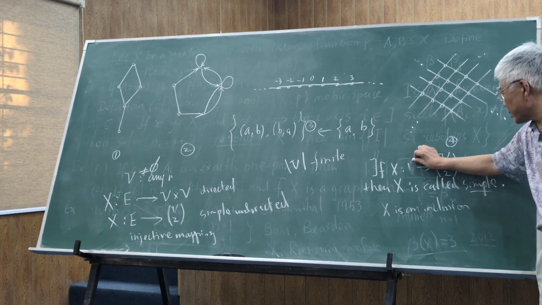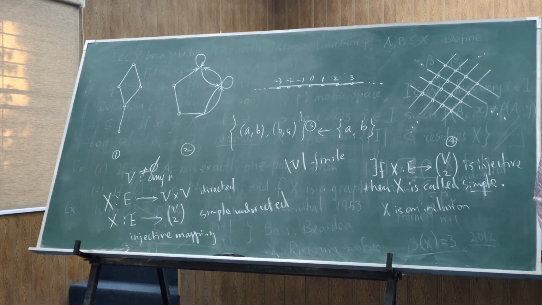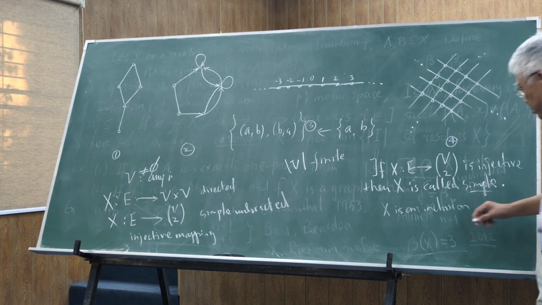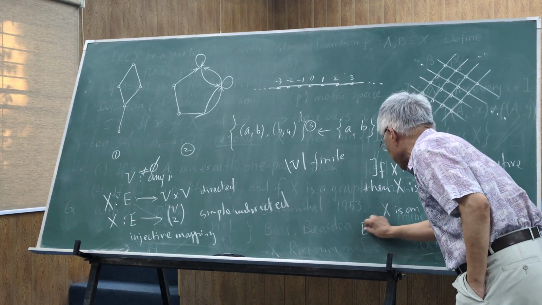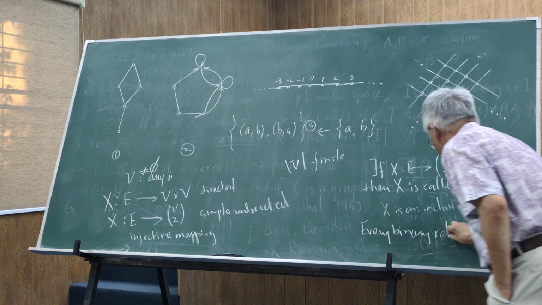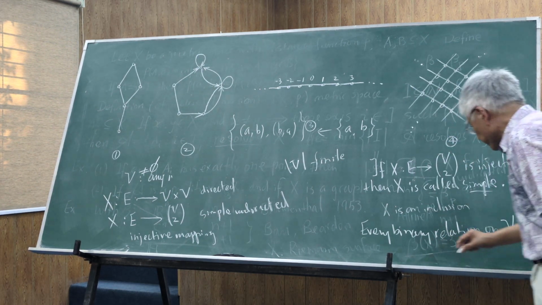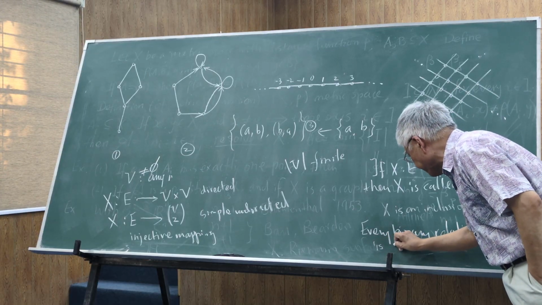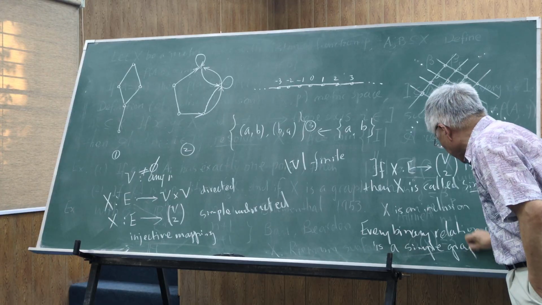This is E. Sorry, E. This E is now a binary relation because it's now a subset. Right? So we have every binary relation. A binary relation is a simple graph. It doesn't matter if V is infinite or finite. So every binary relation on V is an example of a simple graph. See how much we have included now.